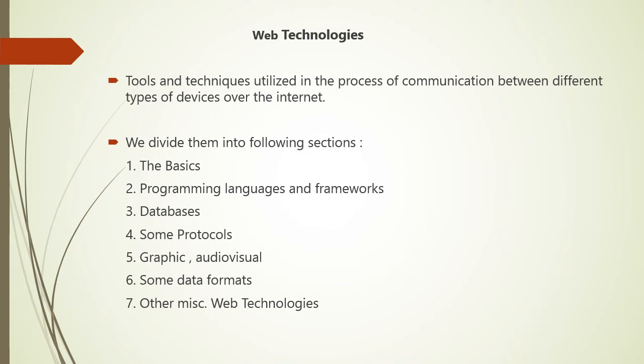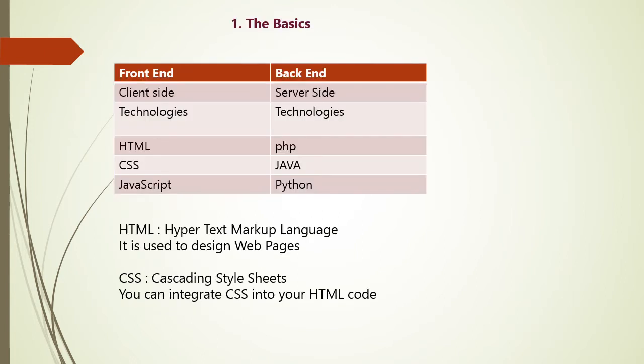Next, protocols, which we have already seen, that is the rules for communicating on the web. Then graphic, audio, visual and other multimedia elements for the beautification of the page. Then some data formats that are usually used for transmitting data over the internet, and other miscellaneous web technologies. So we will start from the basics. We have already considered what a web browser is, what a protocol is, what the internet is, etc.